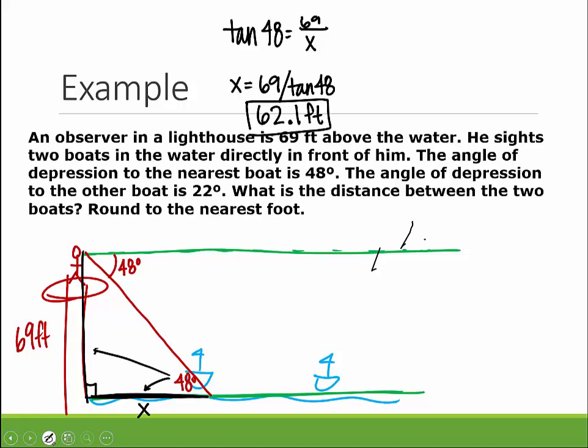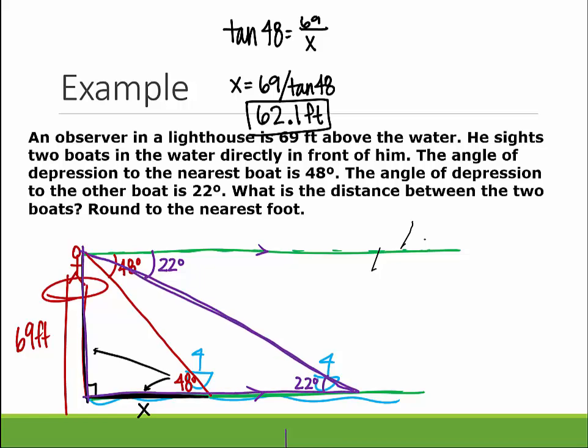So now let's do it for the other boat. The further boat is 22 degrees. So this right here is only 22 degrees. And remember, because these are parallel, that makes this angle 22 degrees as well. And then again, we have this nice pretty triangle right here. And this time we want to find this whole distance down here.